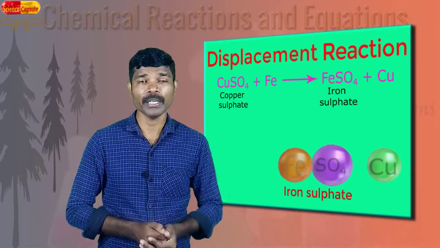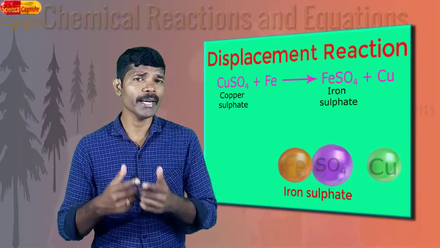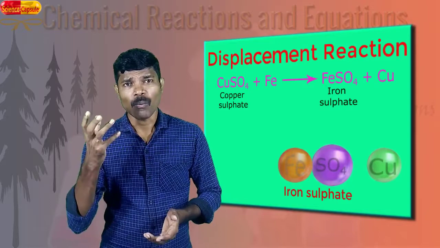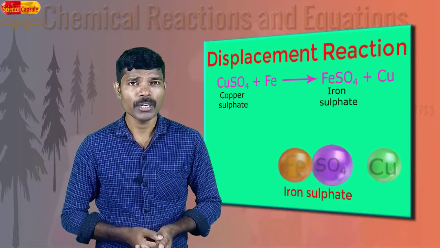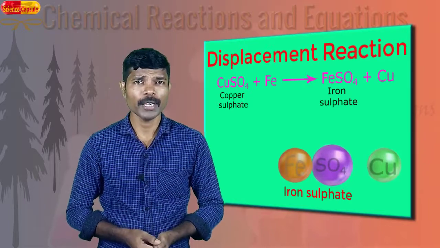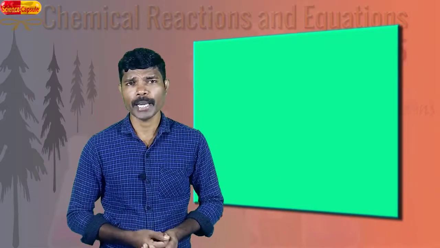displace less reactive metal. This reaction is also known as a single displacement reaction or a direct displacement reaction, as one metal directly displaces another metal from its salt solution. Such a type of reaction is classified under displacement reaction. Now we will discuss the double displacement reaction.